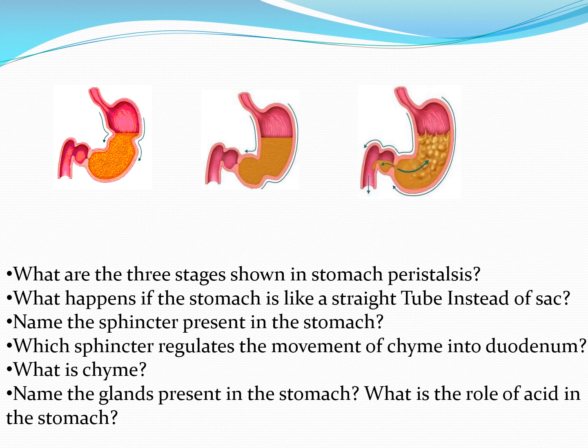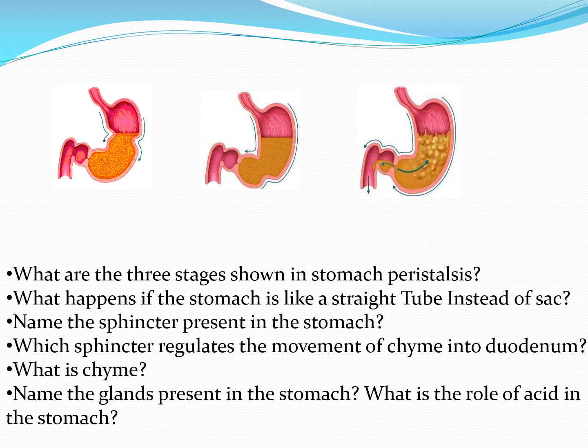Here, first question, what are the 3 stages shown in stomach peristalsis? First one, propulsion, second one, grinding, third one, retropulsion. Next question, what happens if the stomach is like a straight tube instead of a sac? Food will not be stored for a time period and food is not properly ground and mixed with gastric juice.